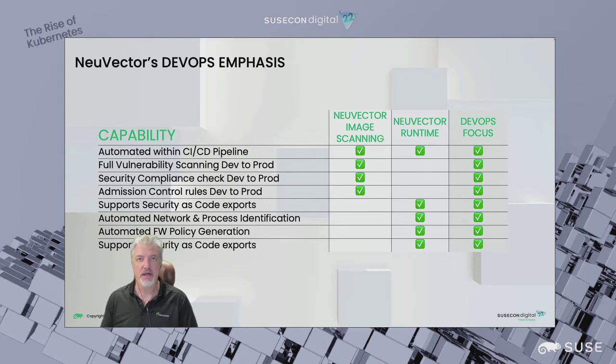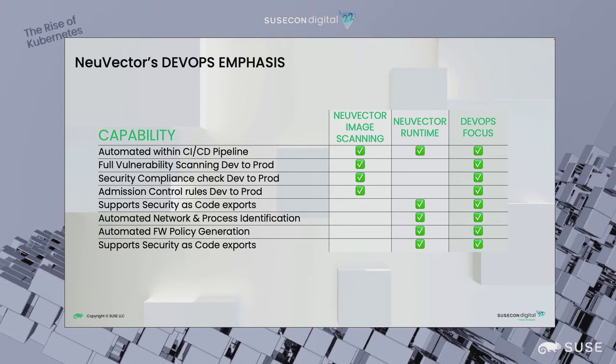So finding the vulnerabilities and the compliance issues, the admission controls can also be checked early in development. If you have admission control rules protecting certain environments and checking images that come into that environment for vulnerabilities and compliance settings, that can also be defined and checked early in the development lifecycle.